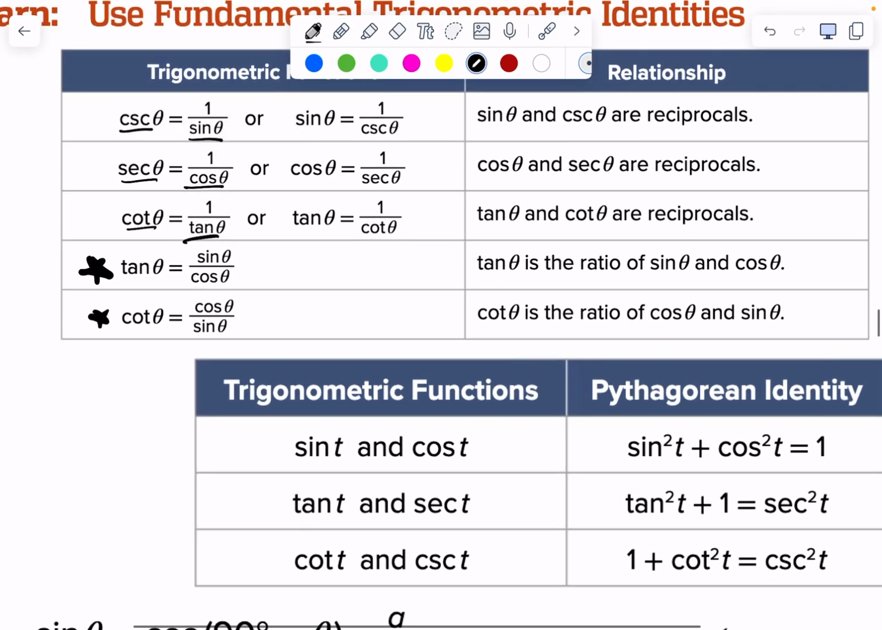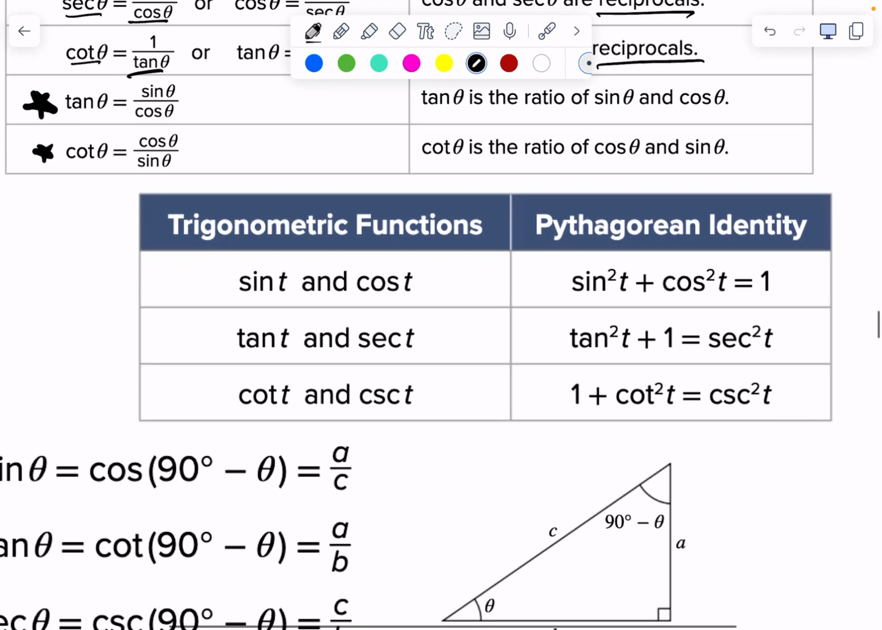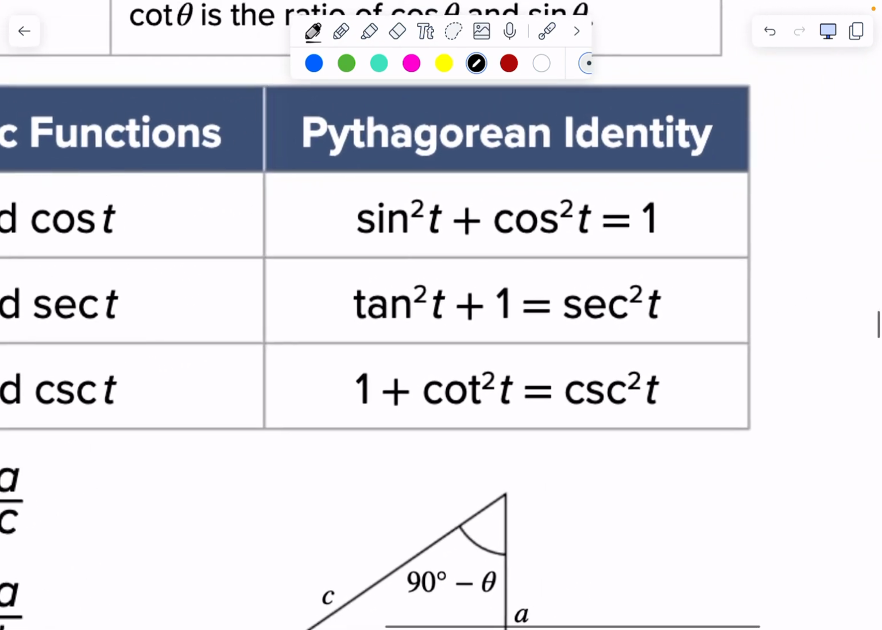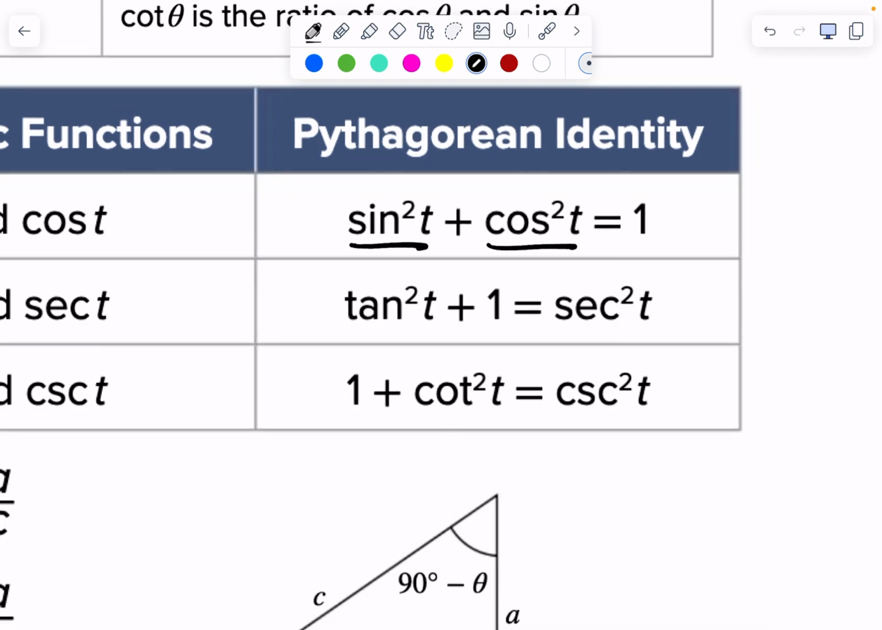Okay? They're talking about reciprocals. These are ones that we've already had, like Pythagorean identities. We said sine squared plus cosine squared equals 1. And then these are just like derivatives of that. So tangent squared plus 1 equals secant squared. 1 plus cotangent squared equals cosecant squared.